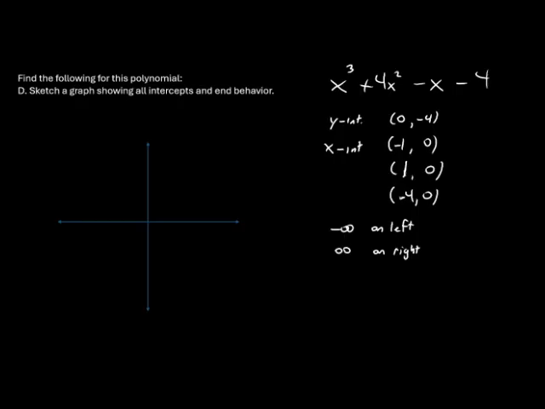We'll plot that at 0, -4. Then we'll plot -1, 0 and 1, 0. We'll also plot -4, 0. We'll also show that on the left we'll go down toward -infinity, so we'll put a down arrow on the left. We must go to infinity on the right, so we'll put an up arrow on the right.